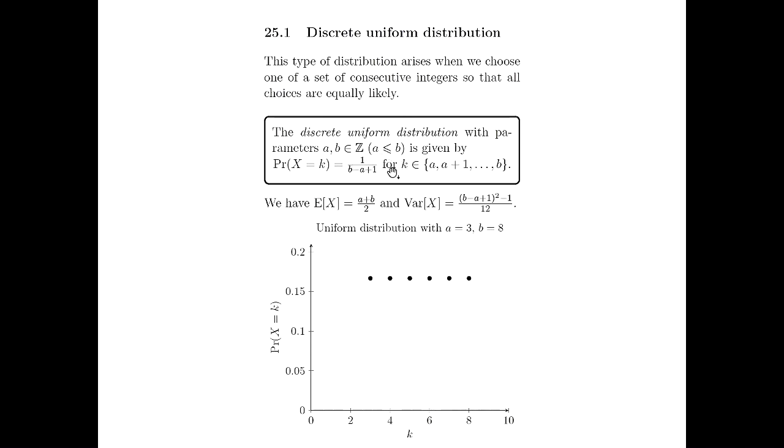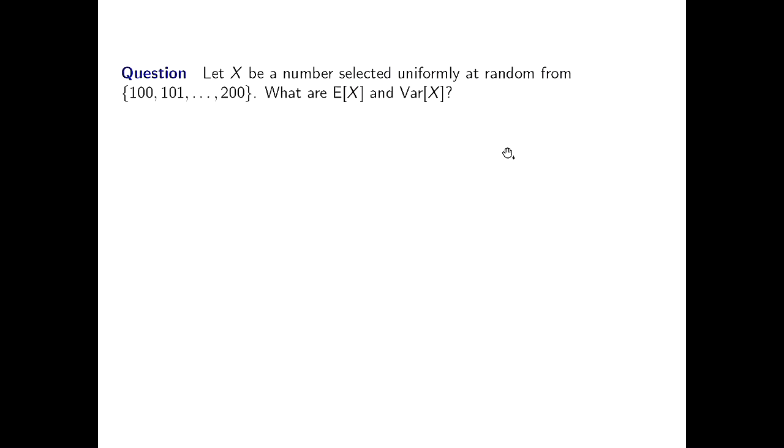And people have worked out the expected value and the variance of this. So the expected value is, unsurprisingly, the mean of A and B, right? The variance is the number of numbers squared minus 1 on 12. I'll show you in a minute how you get to that. But that's how that works. So discrete uniform distribution, a bunch of consecutive numbers, all of them equally likely. Does that make some sense? Okay, so that is distribution number 1.